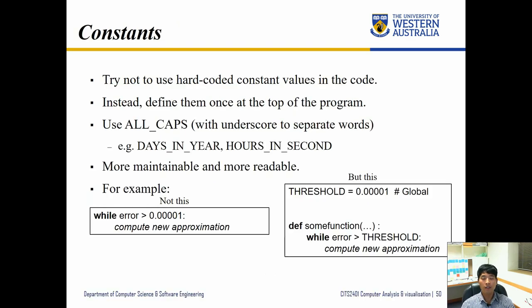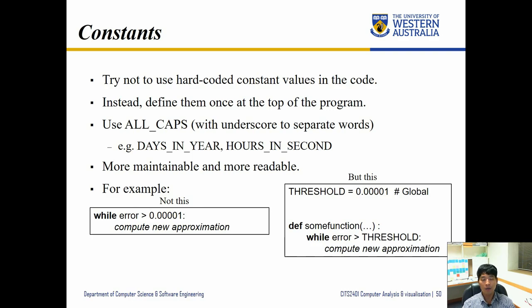Having said that, using global constants is okay. What it means is it's a constant value that gets defined once at the beginning of your program, and it can be used in other places. For example, here's a threshold value which gets defined as 0.00001, and now this is global. What this means is we are unlikely to change this value anywhere else but here.